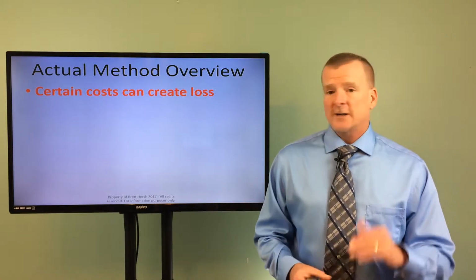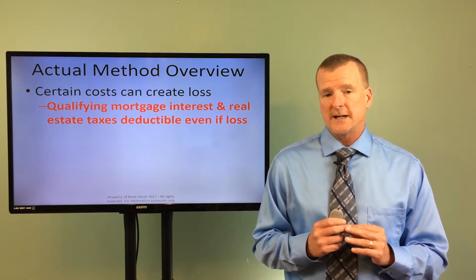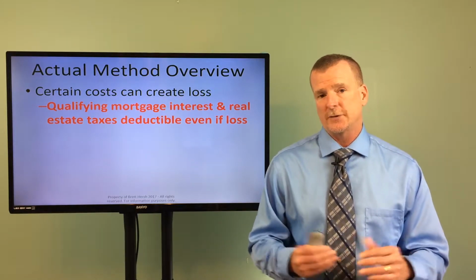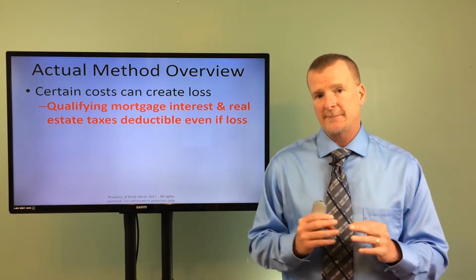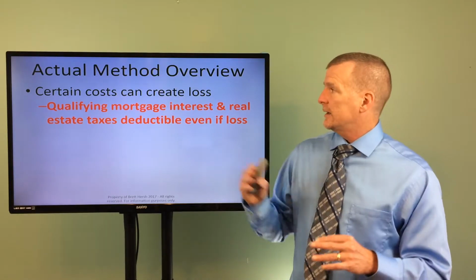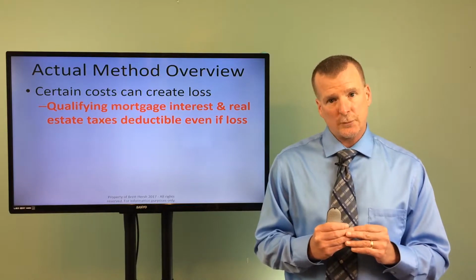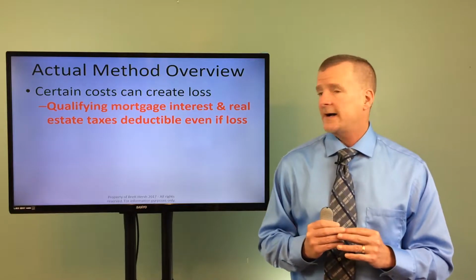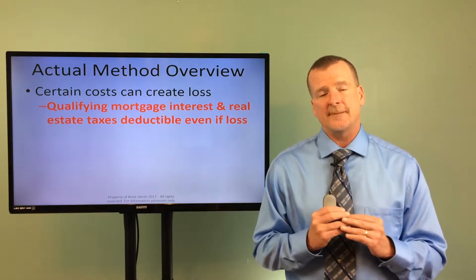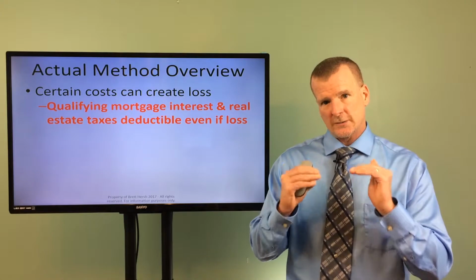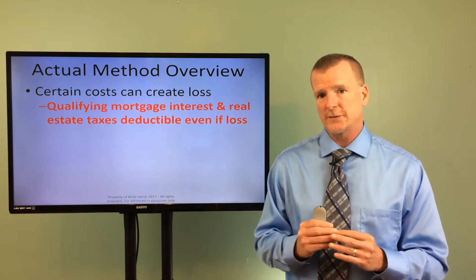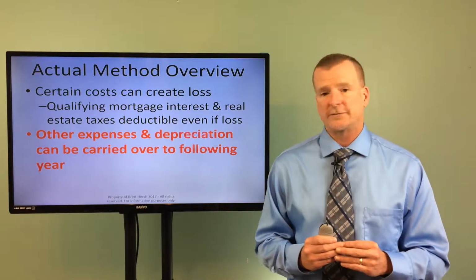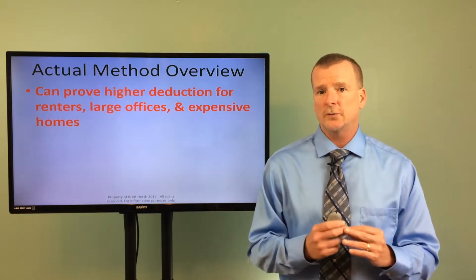Certain costs can cause a loss on this return. Remember, with the simplified method, you really couldn't use it if you had a loss in your business. If you're new to the business, you had a bad year, the simplified method cannot create a loss. However, the actual cost method can create a loss up to an extent, and the extent of that is going to be the percentage of your qualifying mortgage interest and real estate taxes that would be deductible. You could still generate a loss on your Schedule C with those items. The rest of the costs, however, other expenses and depreciation, are going to be carried over to the following year. So I just want to make sure you're aware of that.